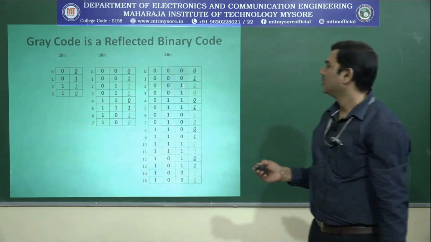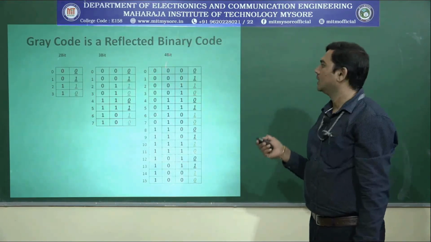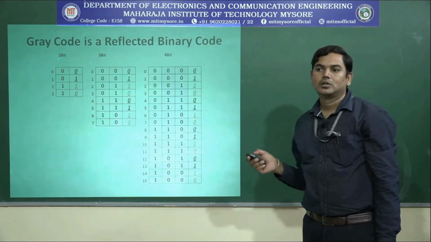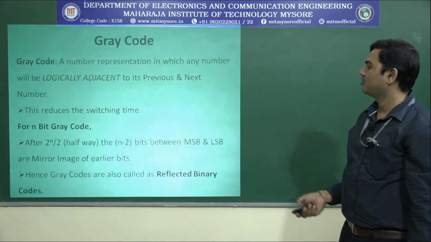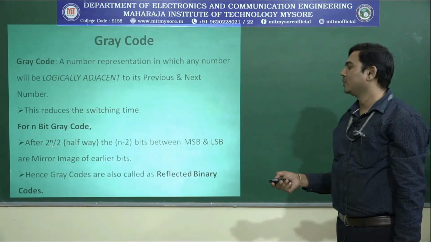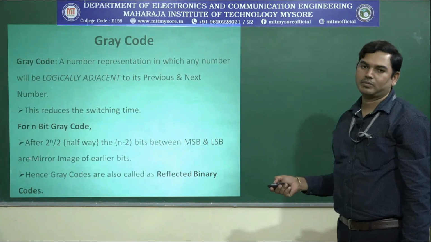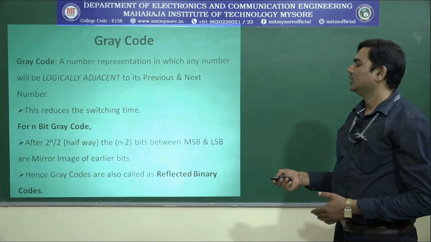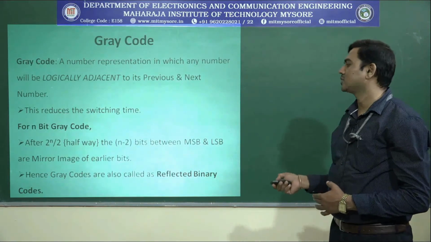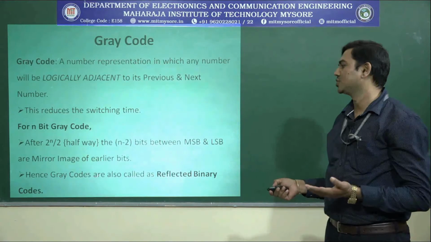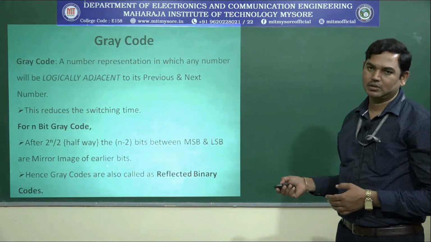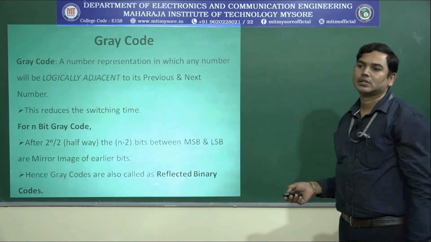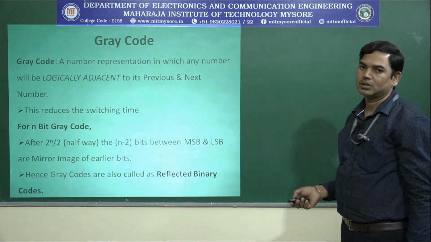That is the reason why we call a gray code a reflected binary code. So, what is the explanation for that? After 2 to the power n by 2, if you do not remember this, you can simply say after halfway, the n minus 2 bits between the MSB and LSB are the mirror image of the earlier bits. Hence, gray codes are also called reflected binary codes.